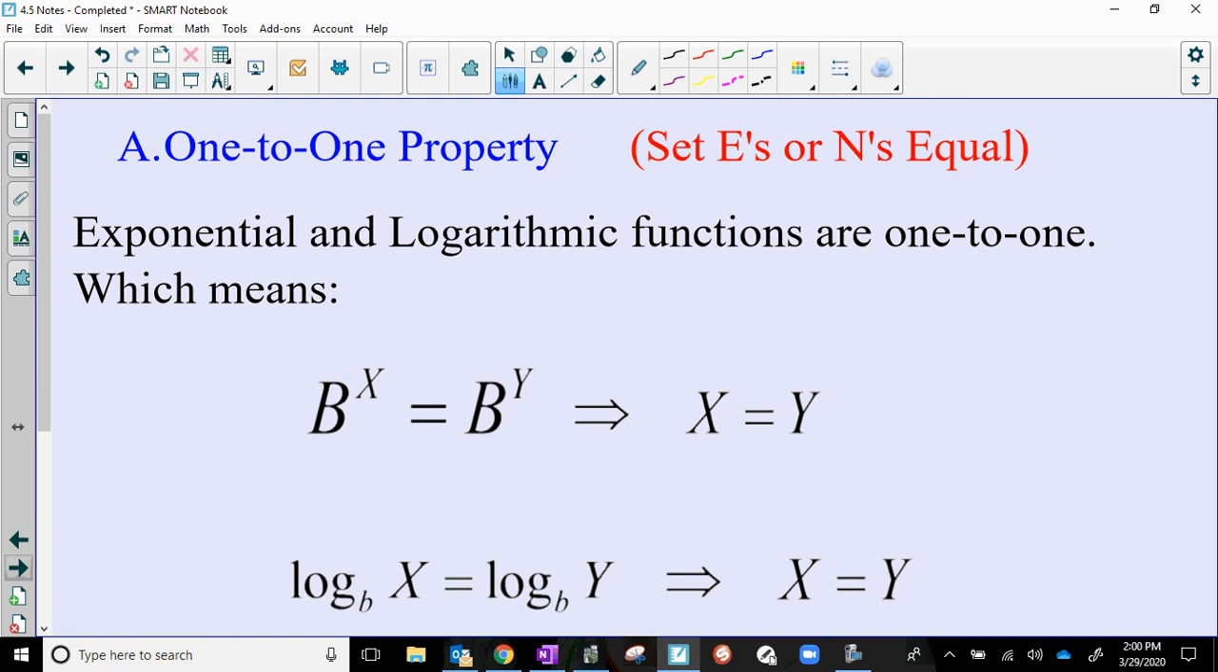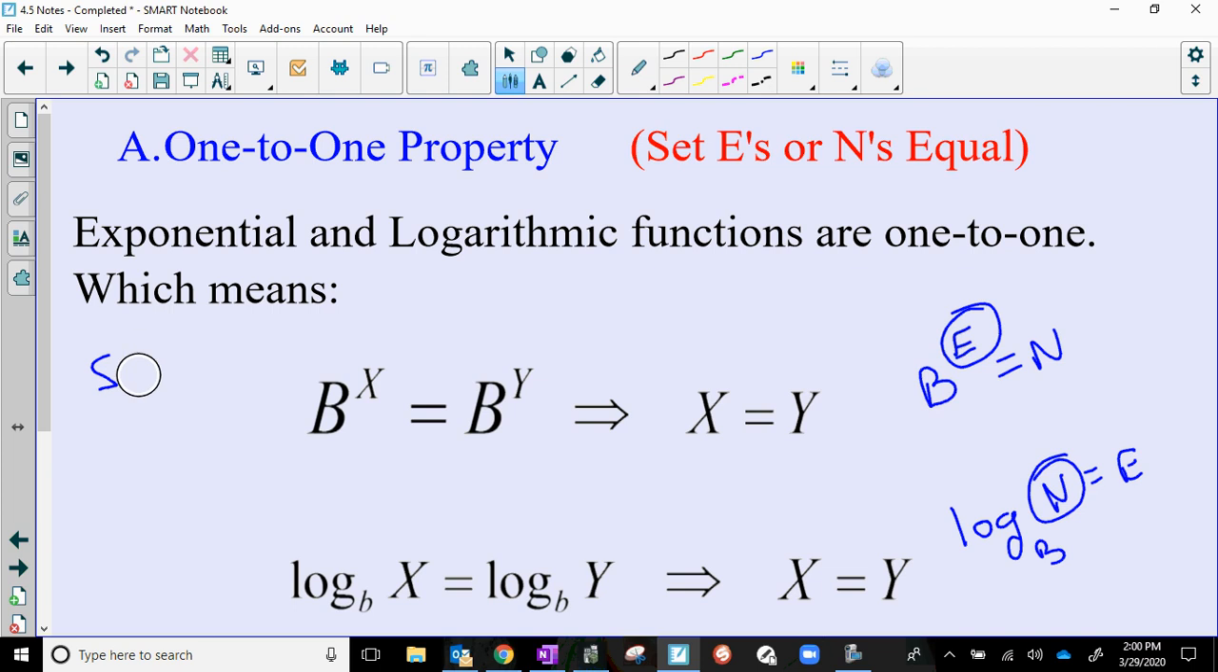All right, so the one-to-one property, it's saying set the e's equal or the n's equal. So if you're dealing with an exponential, we are setting the exponents equal. If you're dealing with a logarithmic equation, you're setting the numbers equal to each other. This is only true if you just have an exponential equal to an exponential and they have the same base. Same thing's true when you have a log equal a log, as long as they have the same base. So the one condition on both of these is that you have to have the same base.